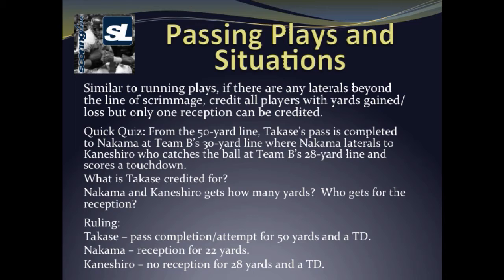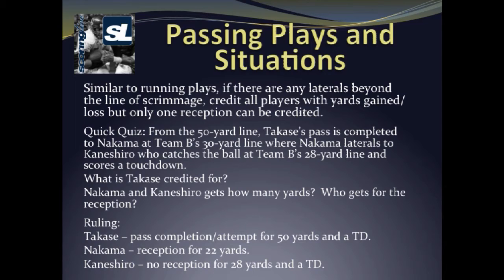Takase's pass is completed to Nakama at Team B's 30-yard line, where Nakama then laterals to Kaneshiro, who catches the ball at the 28-yard line and scores a touchdown. What is Takase credited for? Nakama and Kaneshiro get how many yards? And who gets the reception? So who gets the catch?